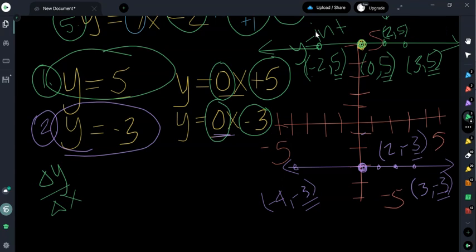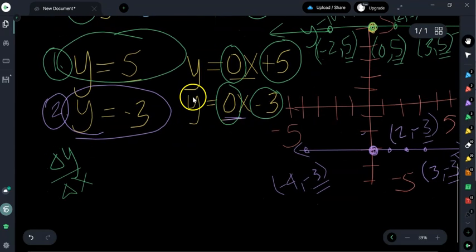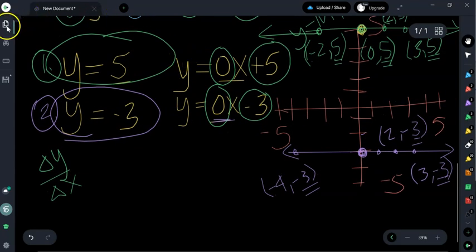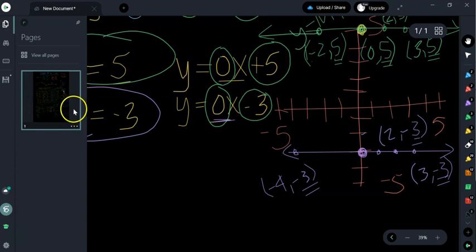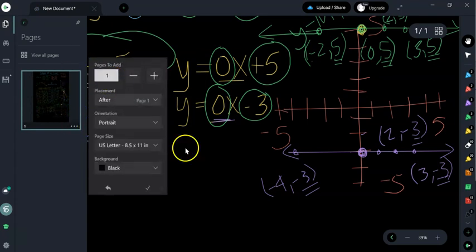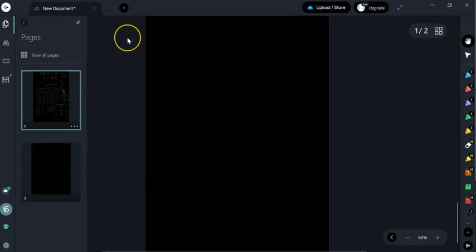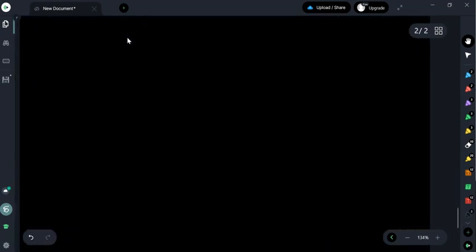So the last thing I want to look at is the vertical line. And the vertical line is the one that's a little trickier. So I'm going to add a page so I can do this. There we go. And I'm going to zoom in.